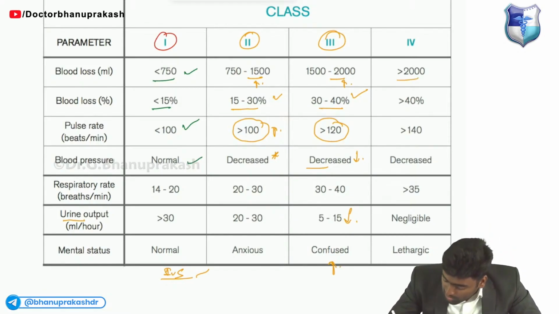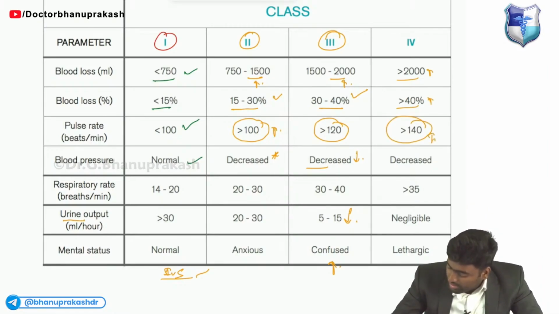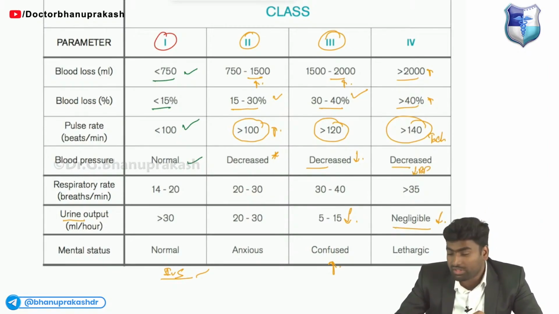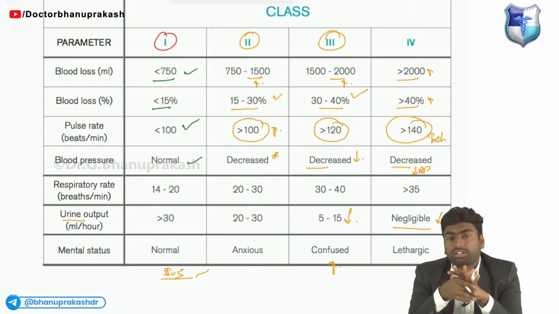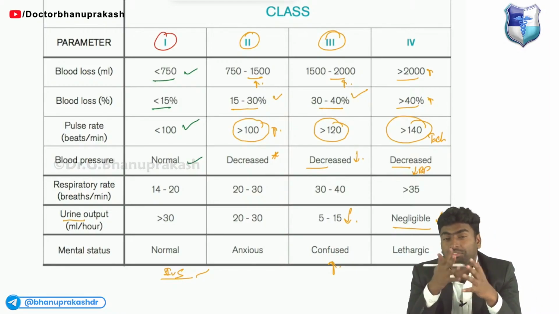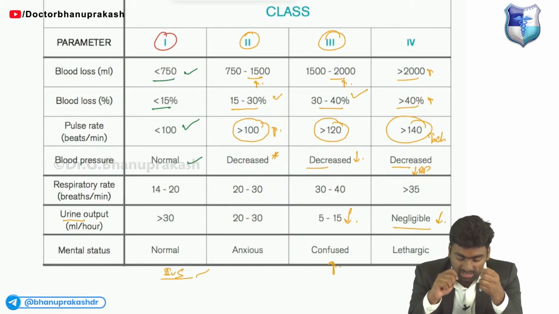And in more than 2000 ml, it is more than 40%, so there will be more tachycardia along with this decrease in BP, and there will be oliguria. There will be starting of oliguria, very low amount of urine. Okay, तब हमें क्या करना चाहिए? We need to do massive blood transfusion. We need to start this massive blood transfusion protocol in the case of stage 4. ठीक है, इतना याद रखना.